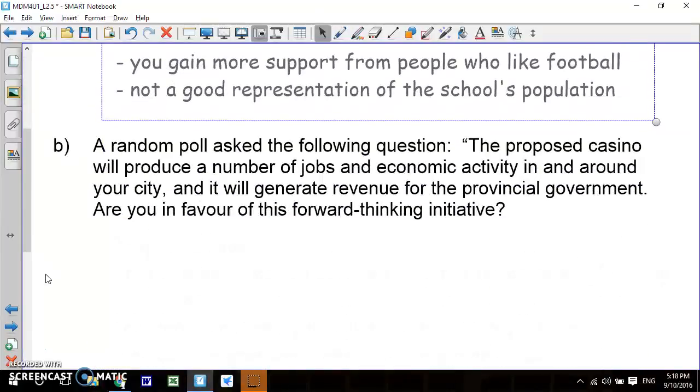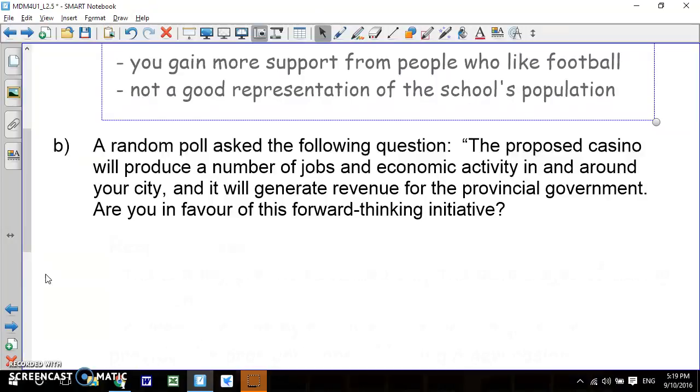A random poll asks the following question. The proposed casino will produce a number of jobs and economic activity in and around your city, and it will generate revenue for the provincial government. Are you in favor of this forward-thinking initiative? So the question is about the survey question itself.